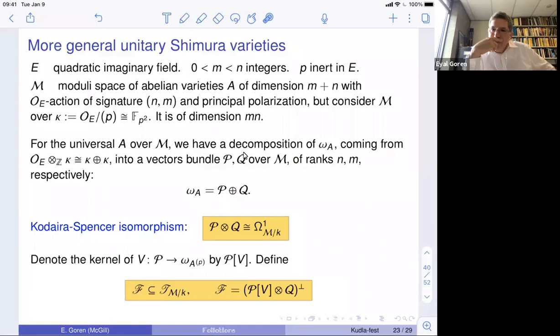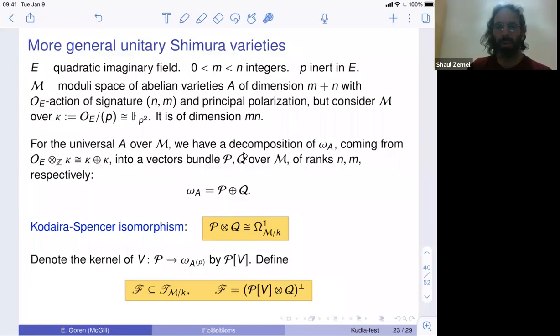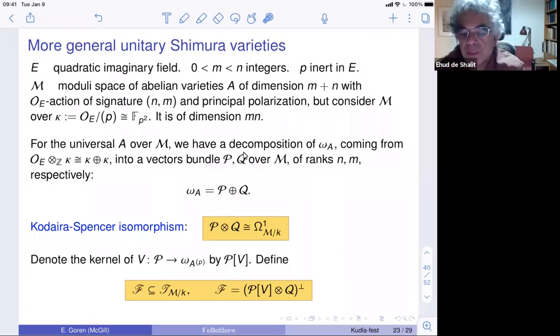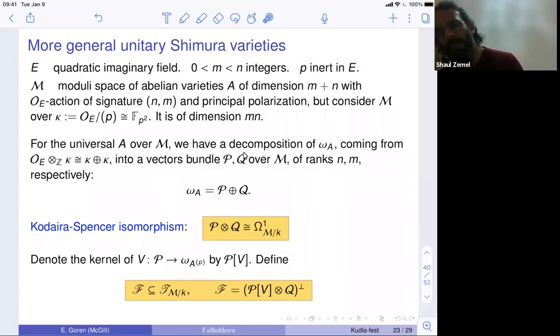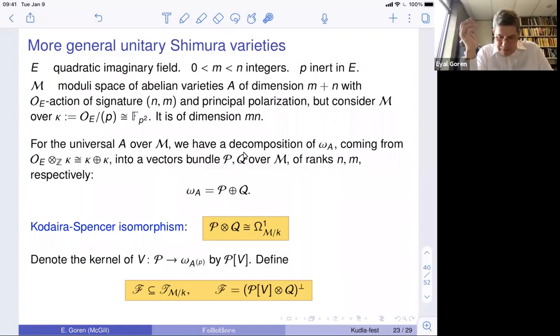By higher dimension, you mean U(n,1) for any n, or U(n,m) for every n and m? For every n and m. Yeah, no, it's a good question. I just didn't remember, but it has a simple answer.